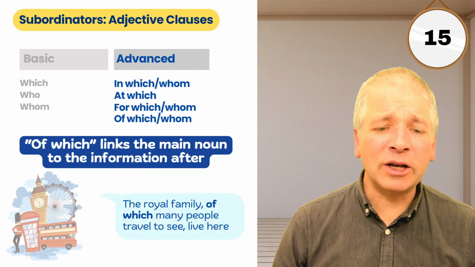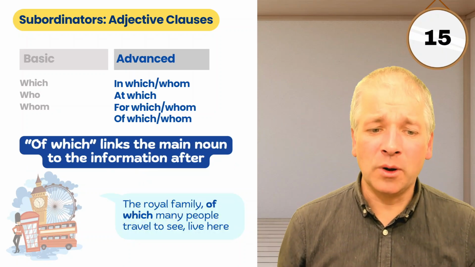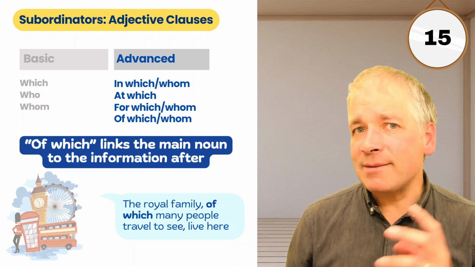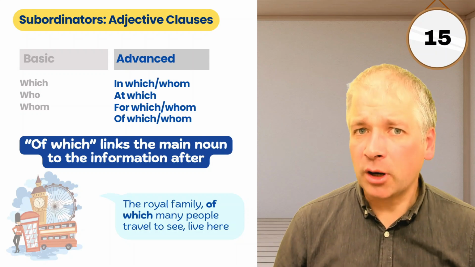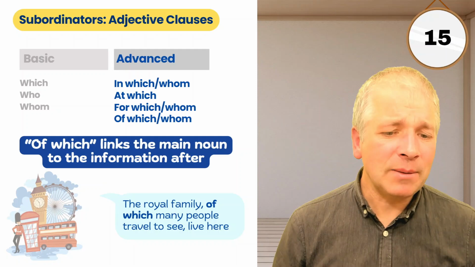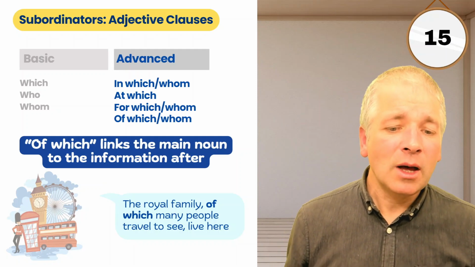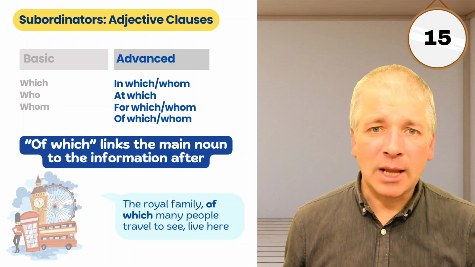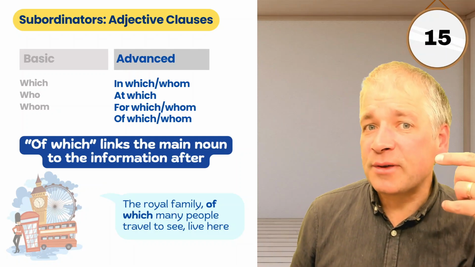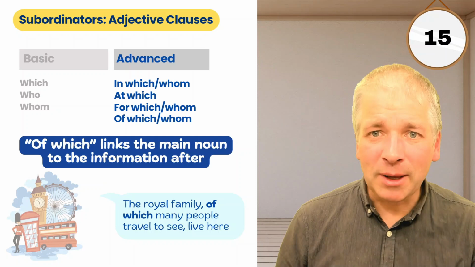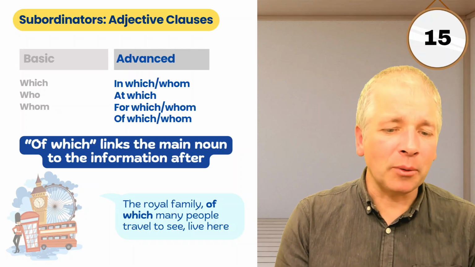And of which or of whom. And these link the main noun to the information after. The royal family, of which many people travel to see, live here. Now, because it's a family, we could also have said of whom, because we're talking about people.